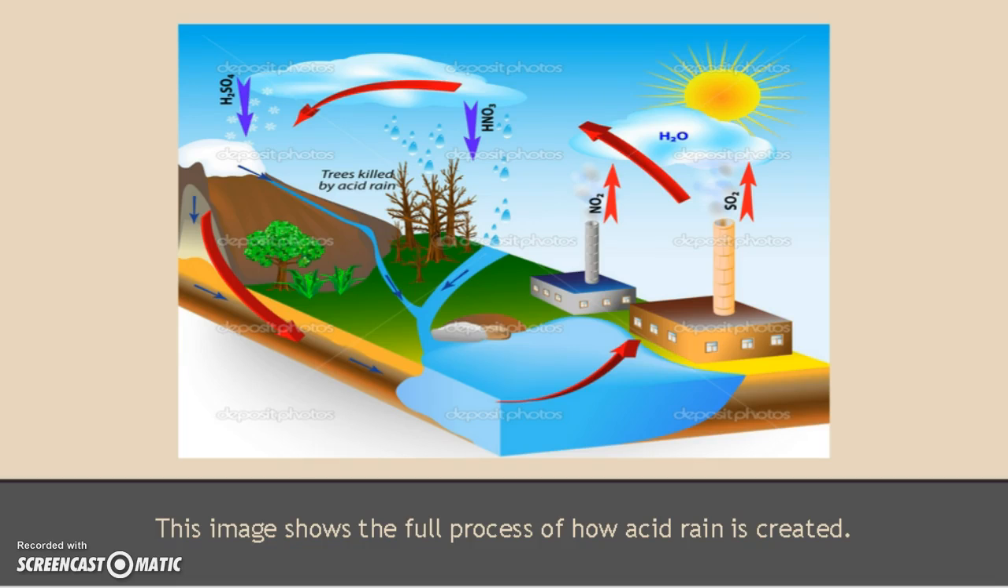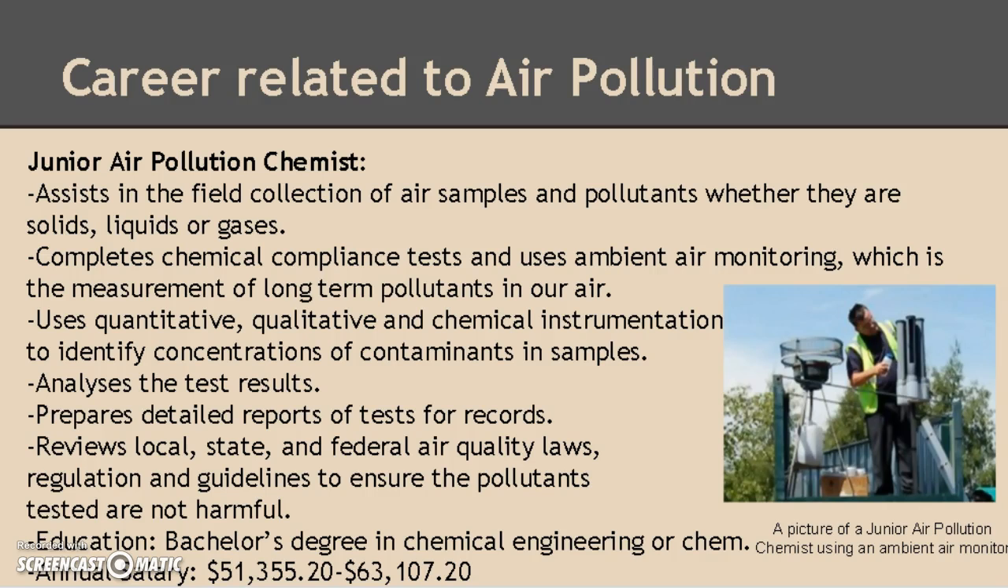As I said before, sulfur oxides and nitric oxides go into the atmosphere and combine with water to create the acid rain. Although there are many careers related to air pollution and its chemistry, we focused in on a junior air pollution chemist. They assist in acquiring air samples and pollutants to figure out if they are solids, liquids, or gases. They also go over and review local, state, and federal air quality laws and regulations to make sure that pollutants that are tested are not harmful.